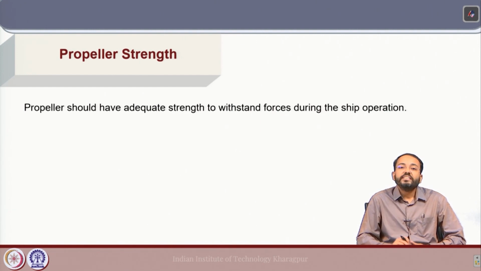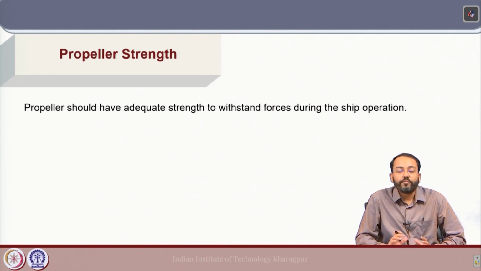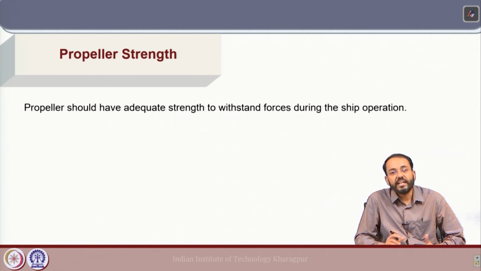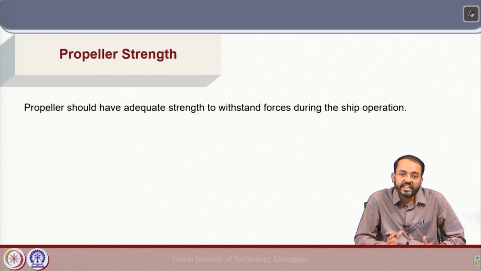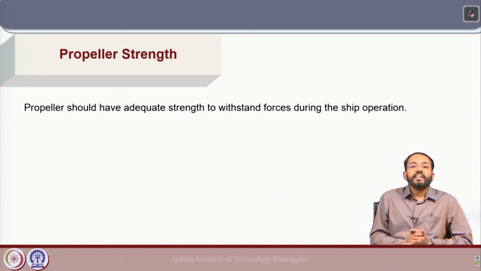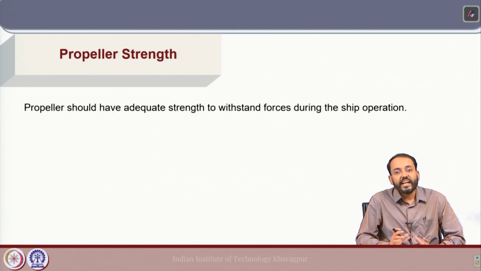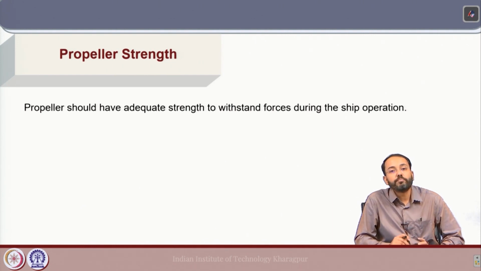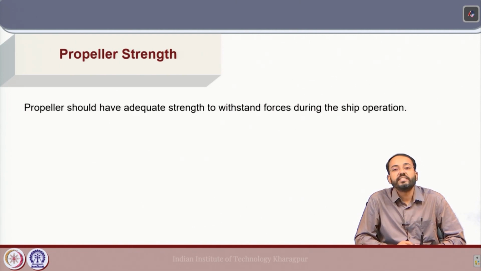The propeller is a very essential component of a ship. It absorbs the power which is supplied from the engine and it provides the thrust force for the ship to move ahead. Now, because it is a structural entity, it also undergoes certain forces during its operation, and that is why proper strength characteristics have to be maintained for the propeller blades, so that it is able to withstand the forces during its life cycle.